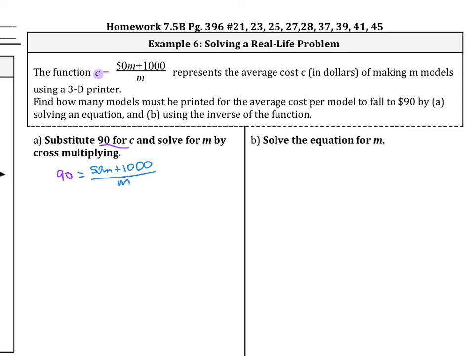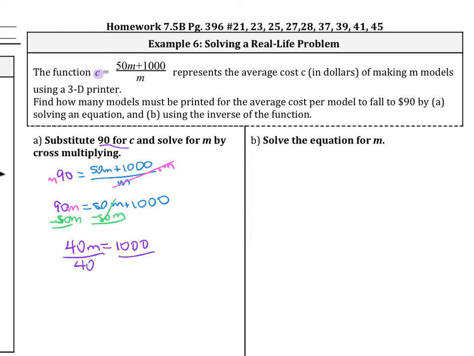So what we want to do is clear the fraction. So we can go ahead and multiply both sides by m. So now we have 90m equals 50m plus 1,000. Now to solve for m, we just subtract 50m from both sides. So now we're looking at 40m equals 1,000. Divide both sides by 40 so we can solve for m. So m equals, cancel out the 4. 4 goes in 100, 25 times.